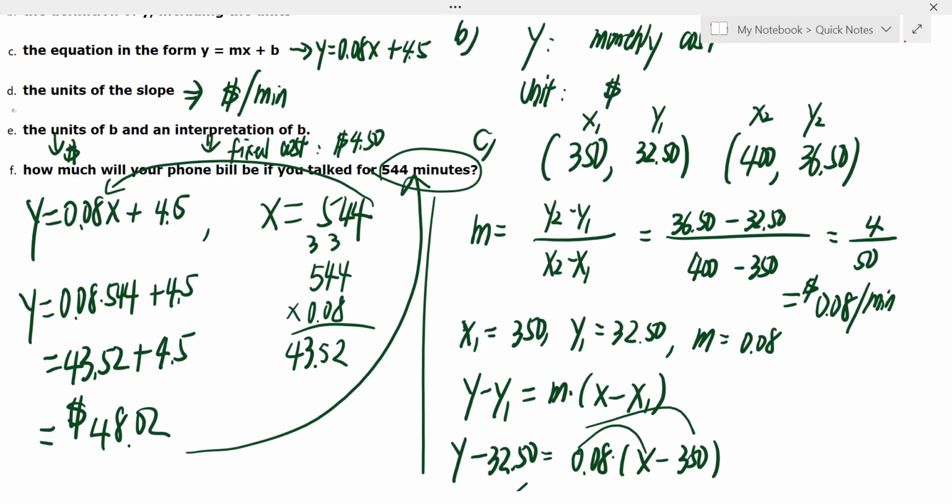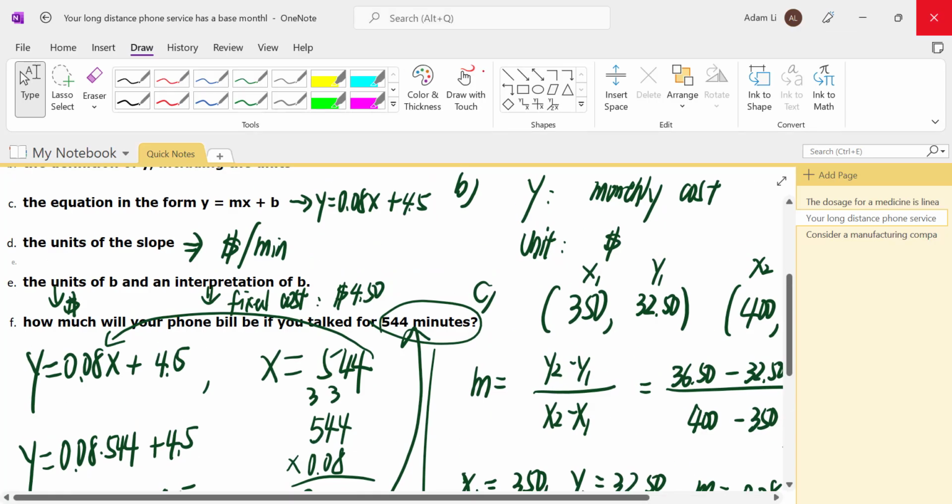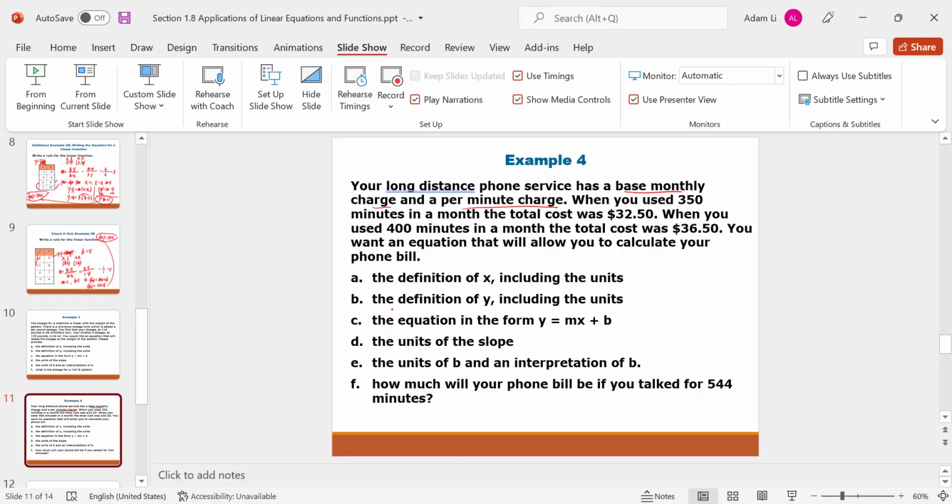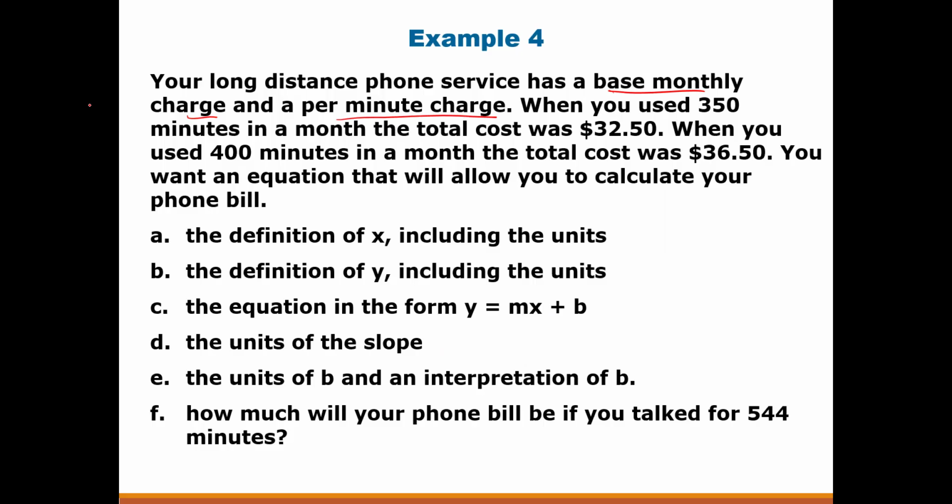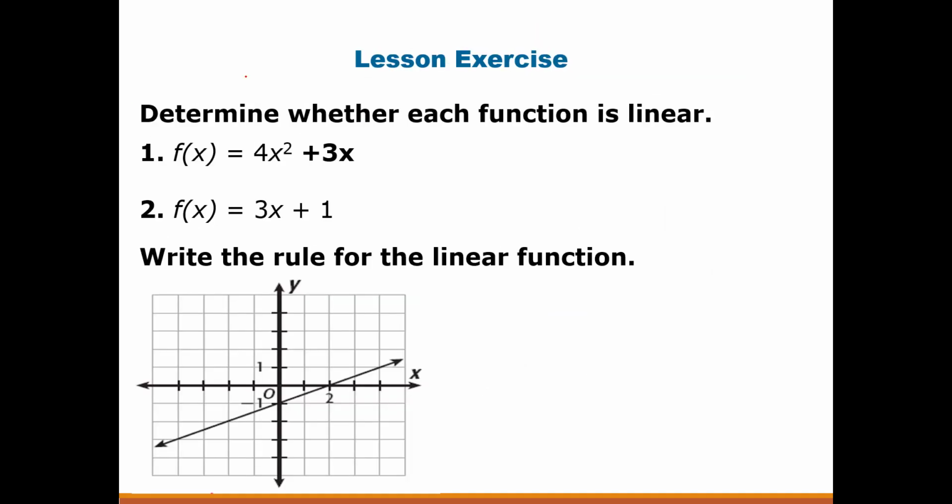And this is another application problem, similar to your home assignment. Let's go back to the PowerPoint and finish up the last couple of slides. So now determine whether each function is linear. The first one is non-linear because the leading power is 2. Right? This is what we call a quadratic function. The second one is linear.